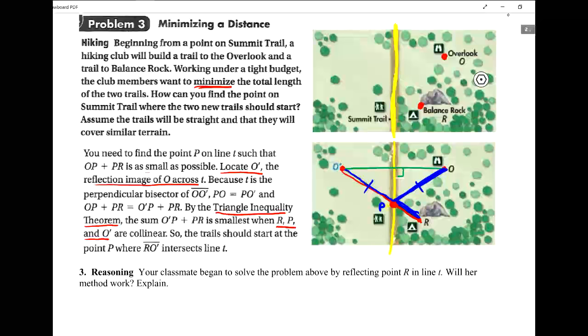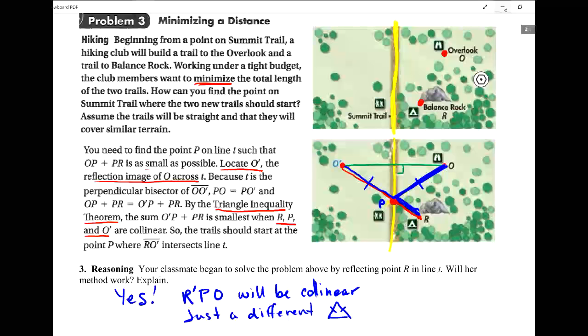All right, pause the video and ponder the last question. All right, we are asked, your classmate starts to solve the problem by reflecting point R across line T. So, will this method work? So she wants to take R and reflect it across line T here and says we'll still be fine. Will that be okay?